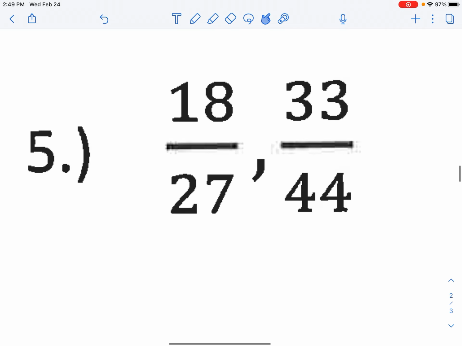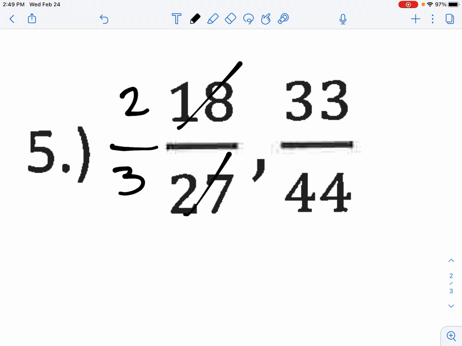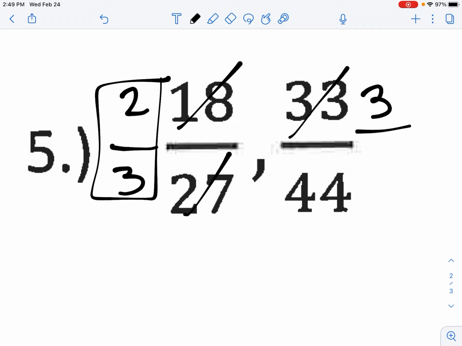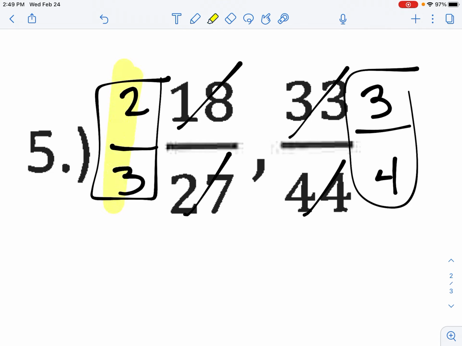Okay, so this one, I don't think I want to use the common multiplier because I know 18 times nothing is 33. But I do see very quickly that they both have common factors. So I'm going to divide 18 by 9 and 27 by 9, and I get 2 to 3. I'm going to divide by 11 and divide by 11, and I get 3 to 4. So since 2 to 3 is not equal to 3 to 4, my answer for this one is going to be a no.